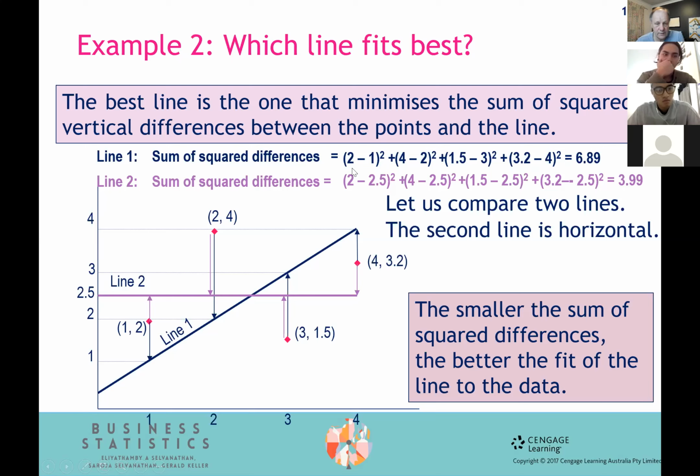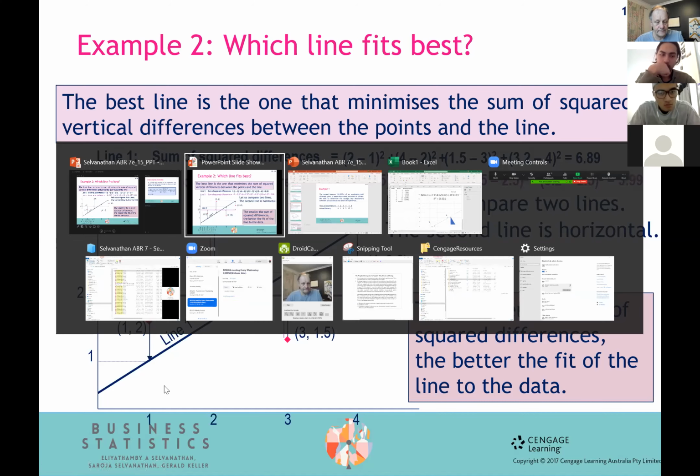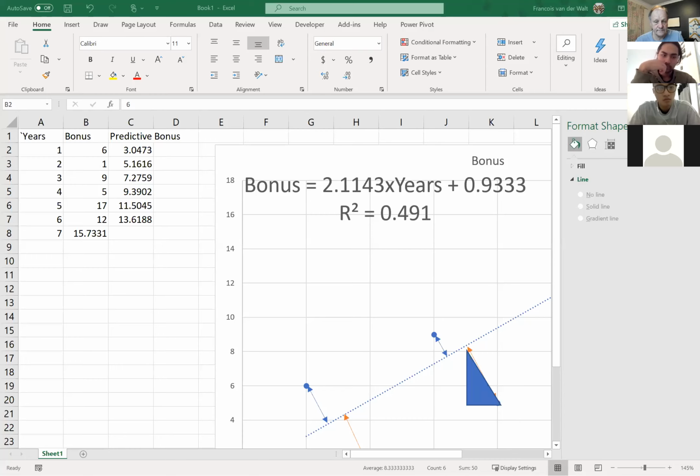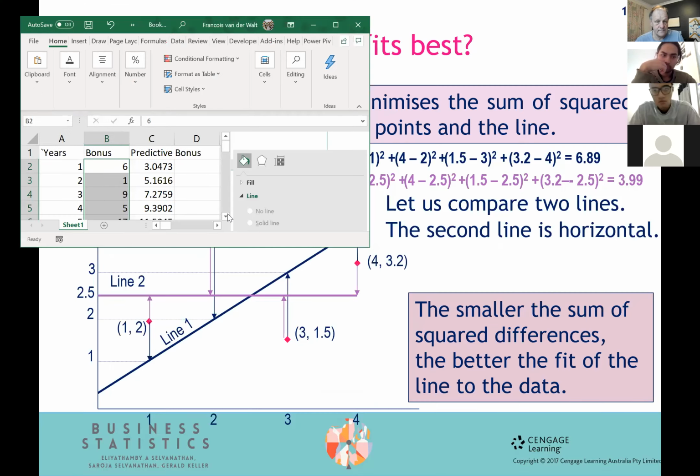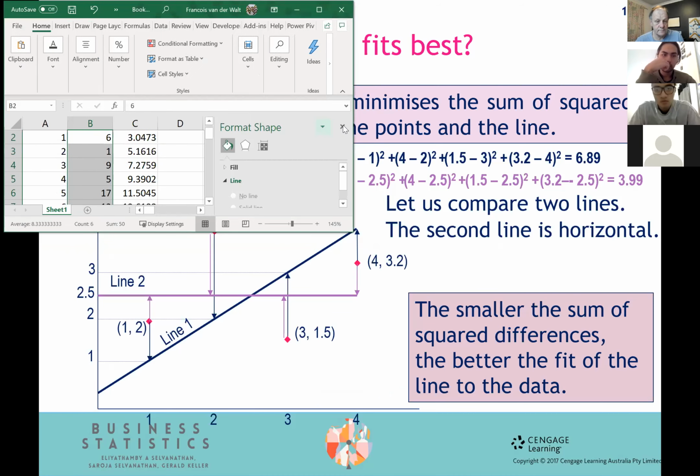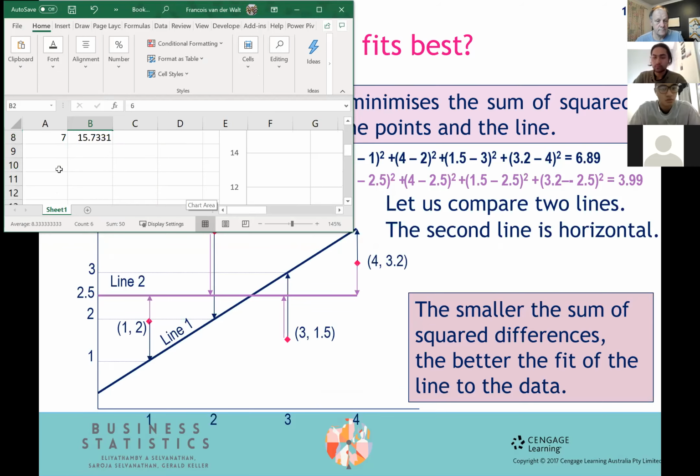Can someone quickly do this on Excel? 2 minus 2.5 in brackets squared plus 4 minus 2.5 squared. This number needs to be smaller than that number. That's all I know. Can you guys read me those numbers? Anyone done it? No. Okay, then I'll have to do it. Waste your time.